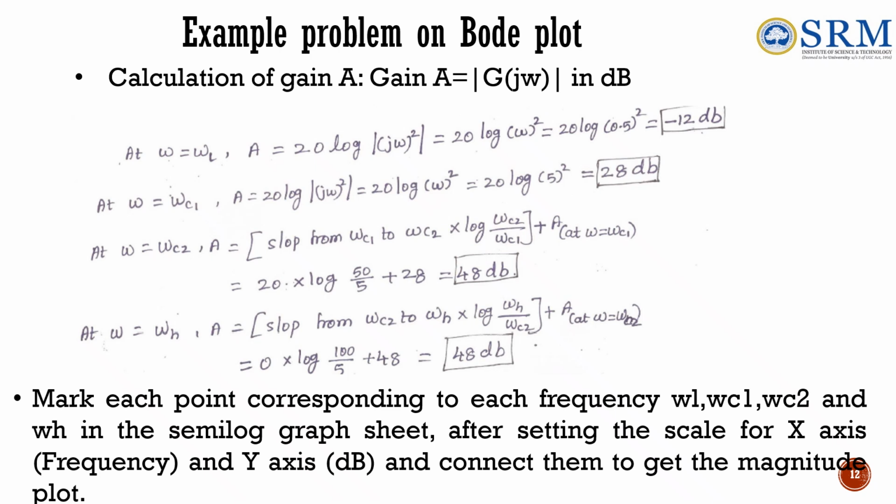Now we have got different magnitude values for different frequencies. So mark each corresponding magnitude in the semi-log graph sheet corresponding to each frequency of ωL, ωc1, ωc2 and ωH. Here we can take the x-axis as frequency and y-axis as magnitude in dB, mark all the points and connect them to get the magnitude plot.